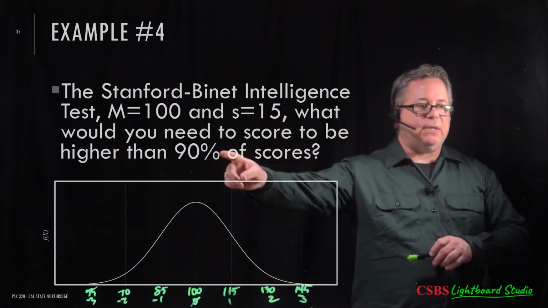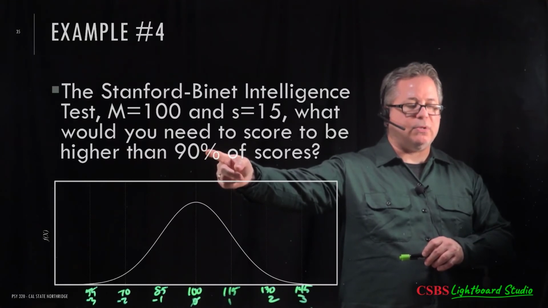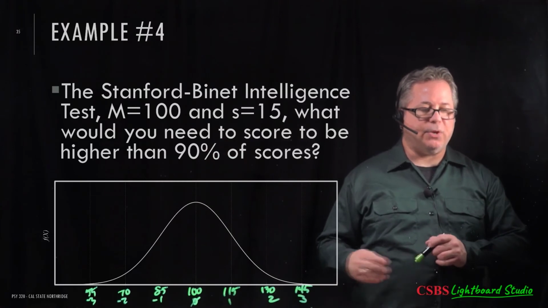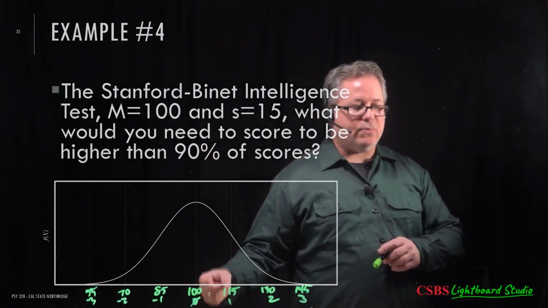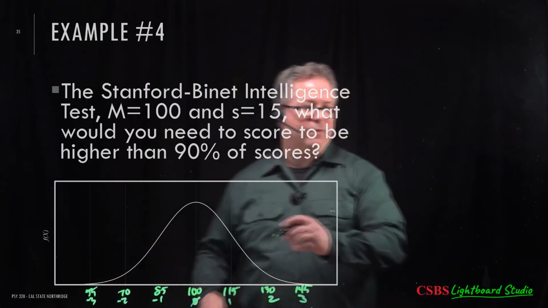So 90% is obviously a larger than 50% proportion. So we're talking about a larger proportion, somewhere around 90%. I know that if I start at 100, this is 50%. I know that already, right? This is 50.